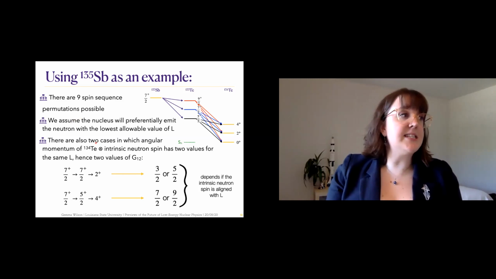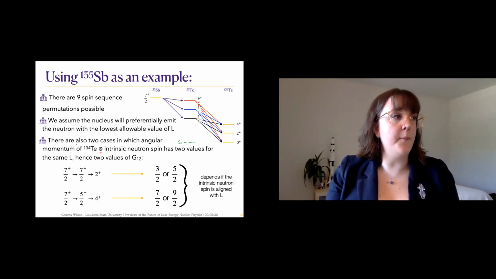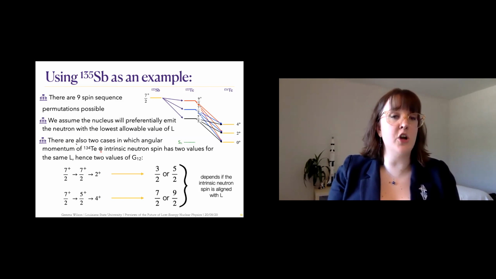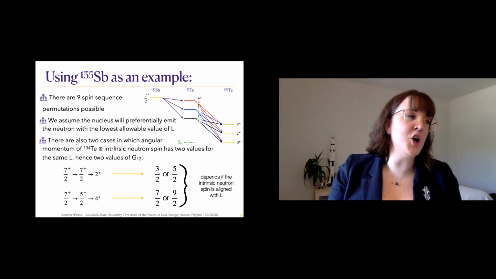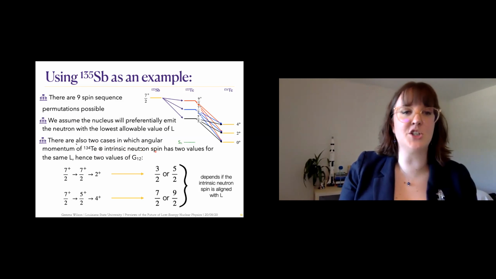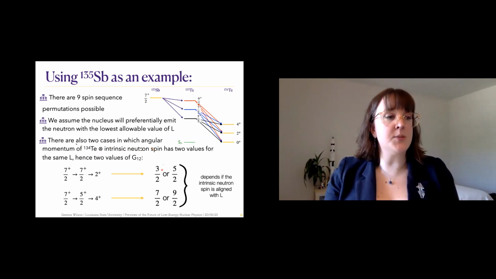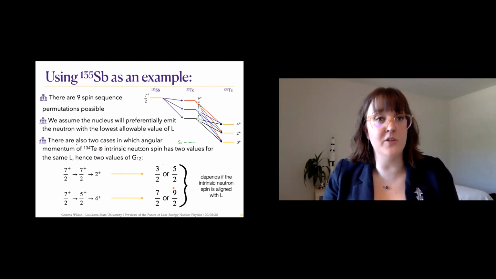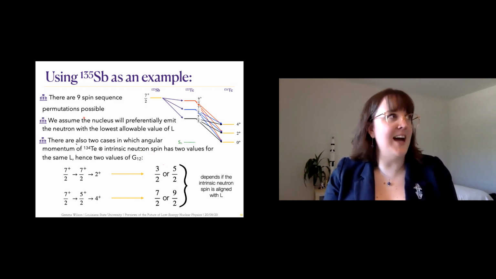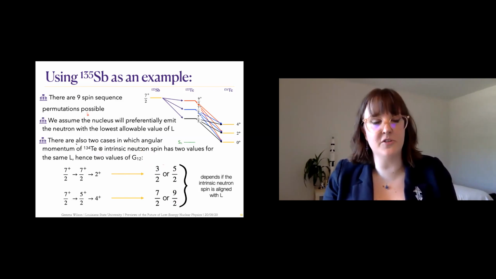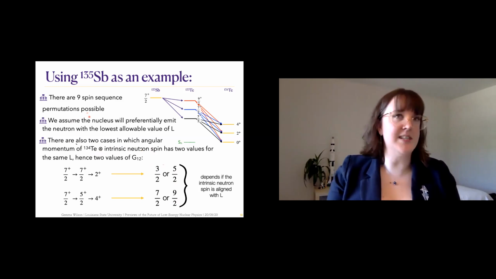There are 2 cases in which the angular momentum of the daughter, which is tellurium-134, and the coupling of the intrinsic neutron spin has 2 values for the same L. So given that the neutron spin can either align or not align with L, that gives us 2 different combinations, which gives us extra values of G12. So actually for antimony-135, we have 11 different values of G12, which we simulate.